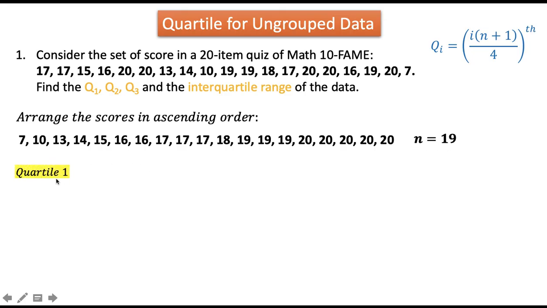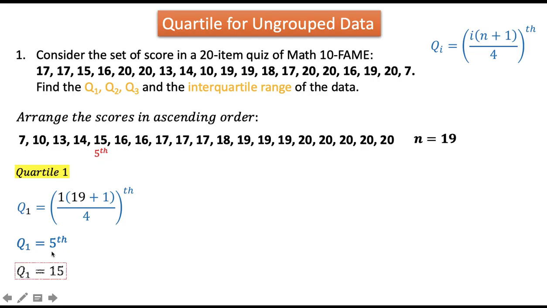We can now start solving for the quartile 1. So using that formula, we're going to substitute. Our i here is 1 since we're looking for the quartile 1. Then our n here is 19. Then 19 plus 1 is 20. 20 times 1 is 20. 20 divided by 4 is 5. So this tells us that quartile 1 is located in the 5th rank in our given data set, which is arranged from lowest to the highest. So in here, the 5th position is number 15. So therefore, our quartile 1 is 15.